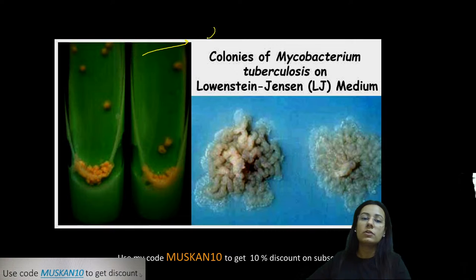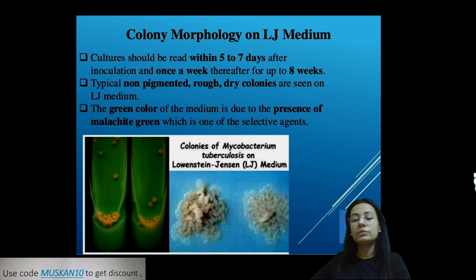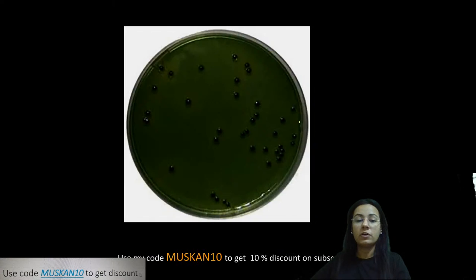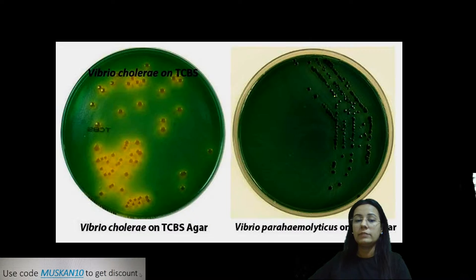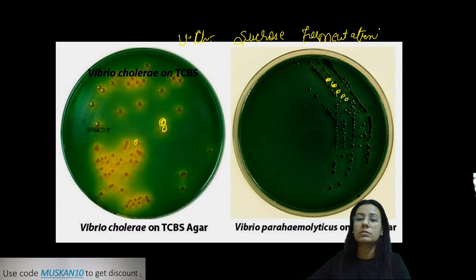Okay, so this is what, the LJ media with the malachite green causing what, the green coloration and smooth, rough, buff and tough colonies. And this is the TCBS, because Vibrio cholerae will appear as yellow. This is the yellow colony formation by the Vibrio cholerae due to what, sucrose fermentation.